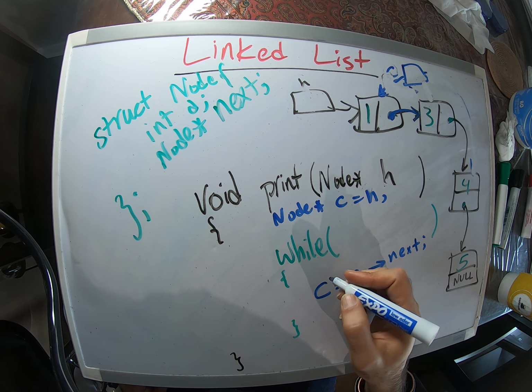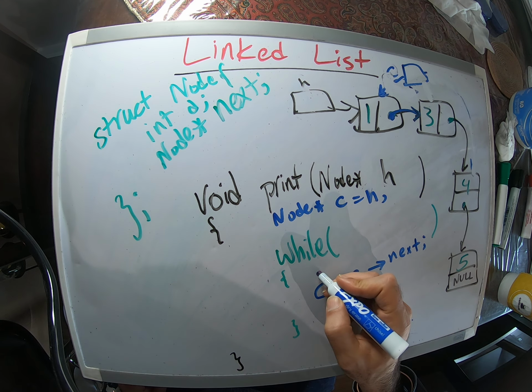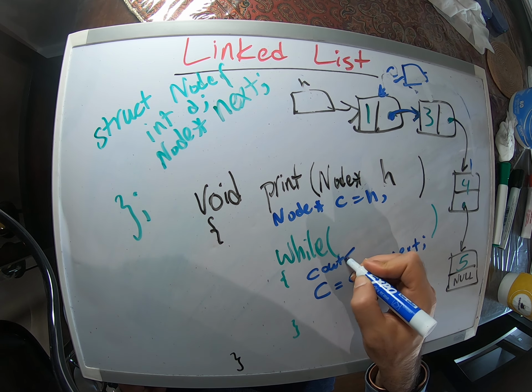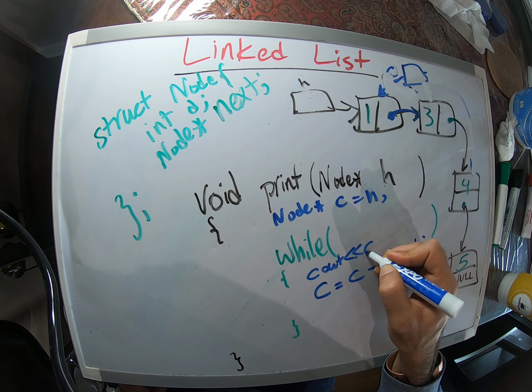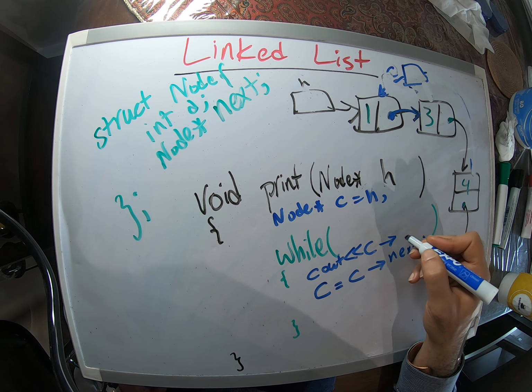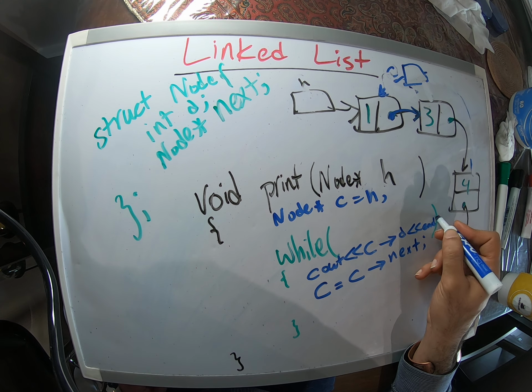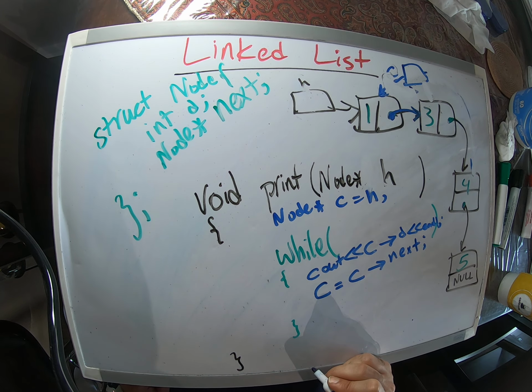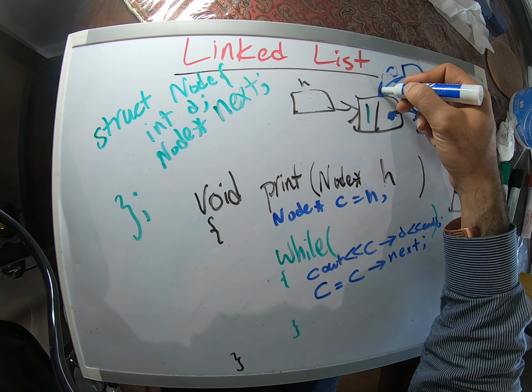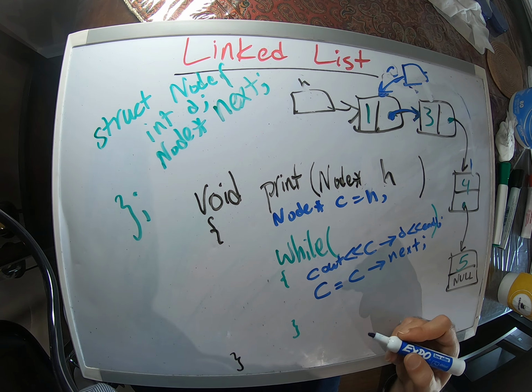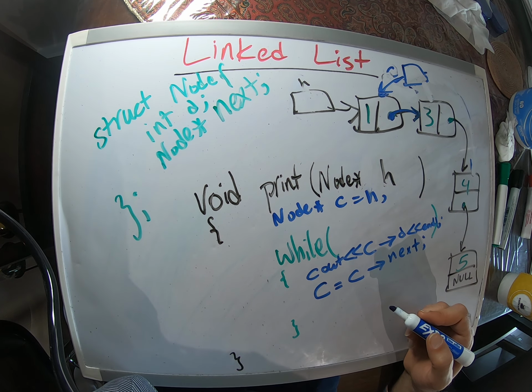What else do we want to do? We want to, let's say, cout the C arrow data, endl. Okay, that's all we want to do. Now what should the condition for the loop be?